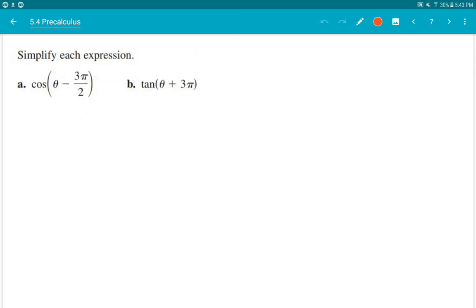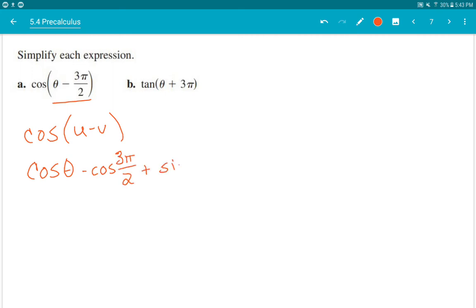Okay, all right, here simplify each expression. So here we have cosine of theta minus 3 pi over 2, so it's a difference, so we're going to do cosine of u minus v. So we have the cosine of theta times the cosine of 3 pi over 2 plus the sine of theta times the sine of 3 pi over 2.